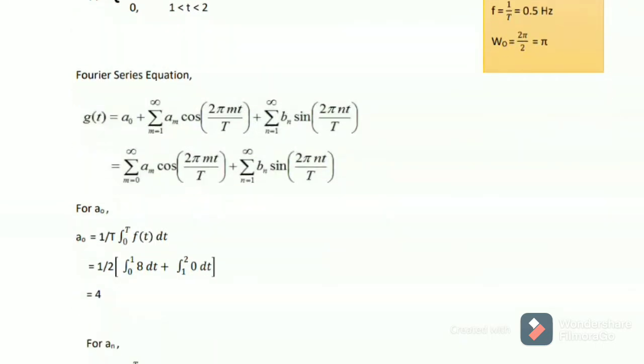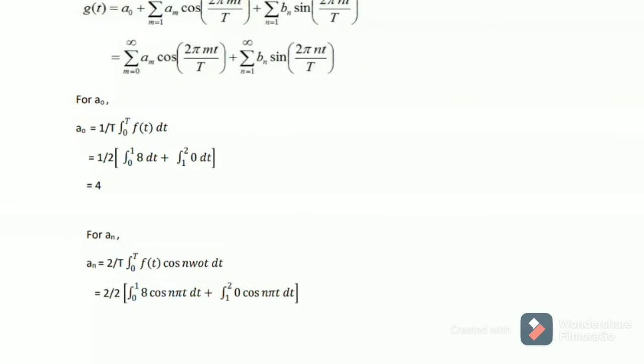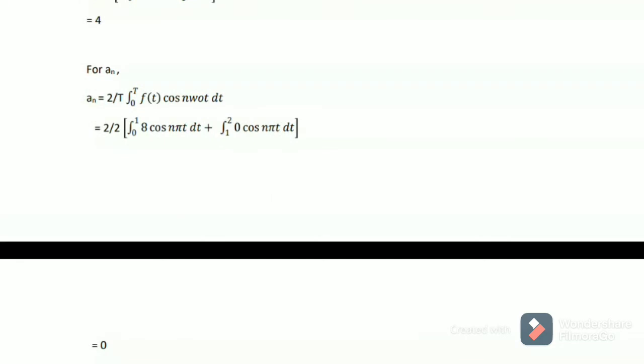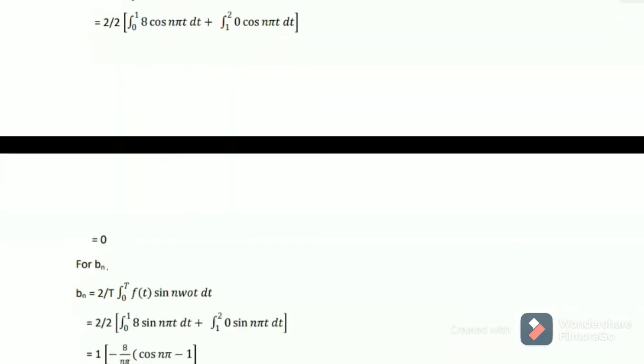For A0, we know the equation is 1 over T integral T0 f(t) dt. We solve the equation and we got the answer is 4. Next, for An, we know the equation is 2 over T integral T0 f(t) cos(n omega t) dt. We solve the equation and we've got the answer is 0.